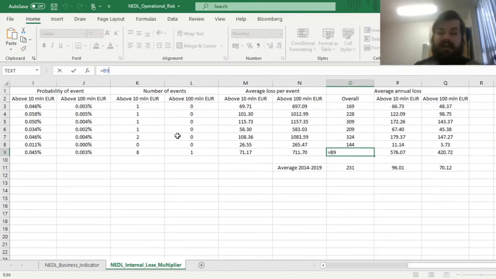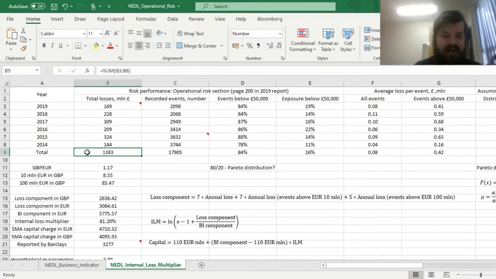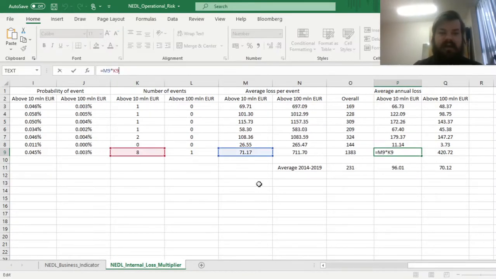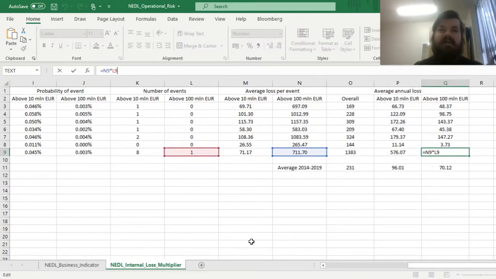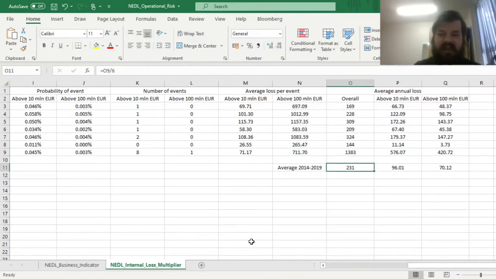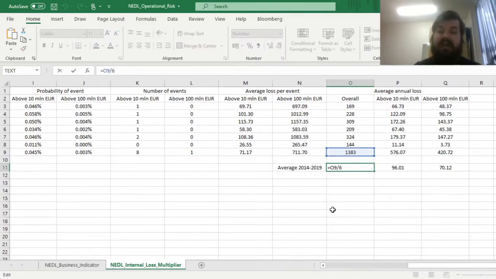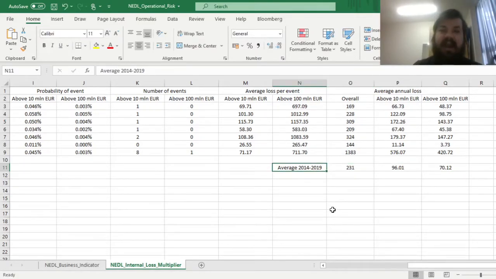And then we can calculate our total loss over here, so referring just to the sum of losses throughout the 6-year period. And the sum of losses originated from our proxied events above 10 million euros of exposure and over 100 million euros of exposure. And then we can divide those by 6 to get average annual values. And we're good to go.